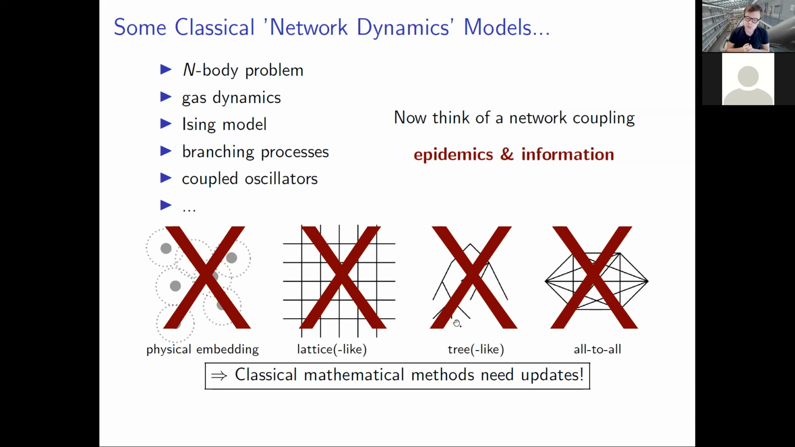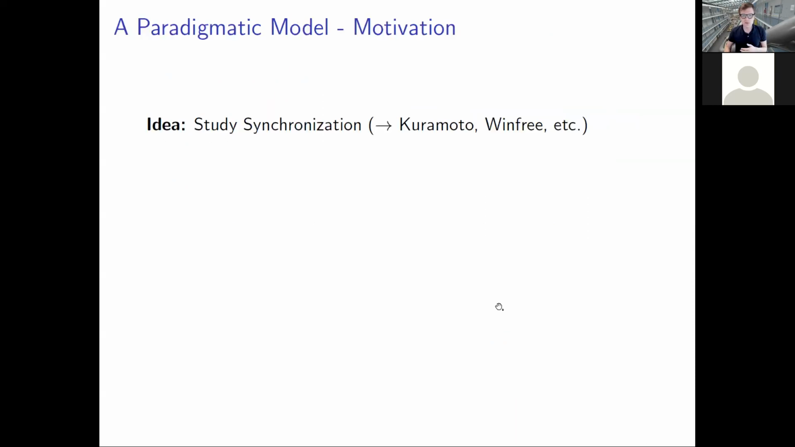So in principle, you see that many of the classical tools developed in the context of something like the n-body problem, gas dynamics, or the Ising model are good and helpful, and you should start from them, but we need additional mathematical methods. Okay, so let me give you a paradigmatic model that already appeared several times in this mini symposium, which is the Kuramoto model, which I will use throughout my presentation, where I will go from a classical Kuramoto model to a more networked Kuramoto model.